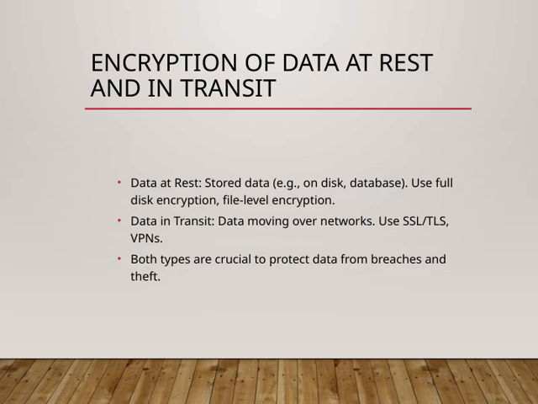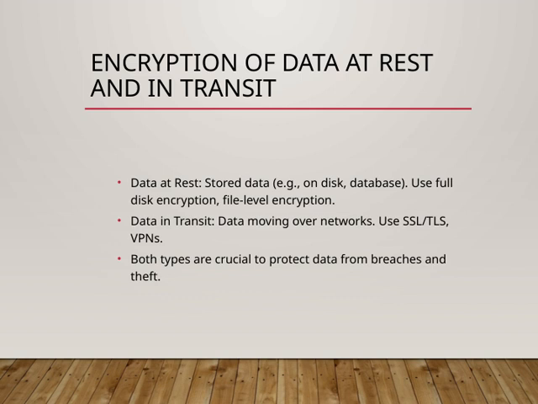Now, let's talk about the importance of encrypting data both at rest and in transit. Data at rest refers to any data that's stored on a device or server, like on a hard drive or in a database. To protect this kind of data, we use methods like full disk encryption or file-level encryption, which make the data unreadable without the proper keys.